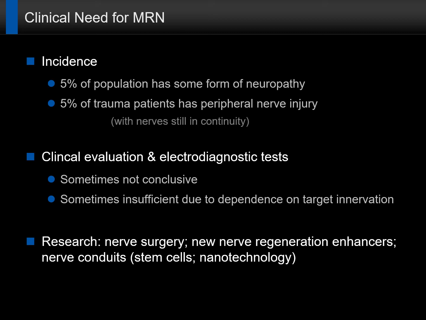There is a huge need for imaging of peripheral nerves. First, the incidence of neuropathies is quite high. For example, 5% of the population has some form of a neuropathy, and even 5% of the trauma patients have a peripheral nerve injury. So there are quite some cases around, and MR neurography has evolved as a problem-solving tool in many difficult cases, and also in some indications in a clinical routine as a routine exam.